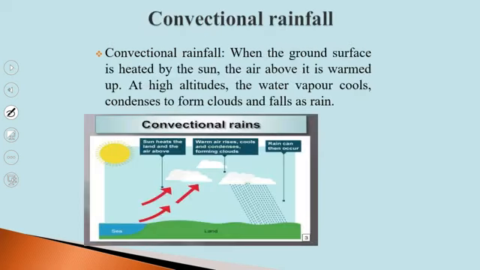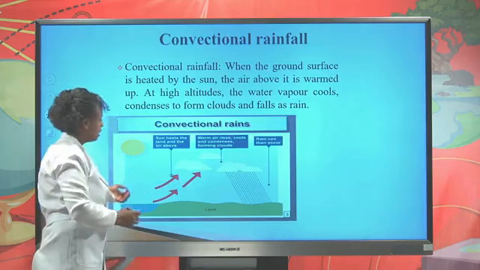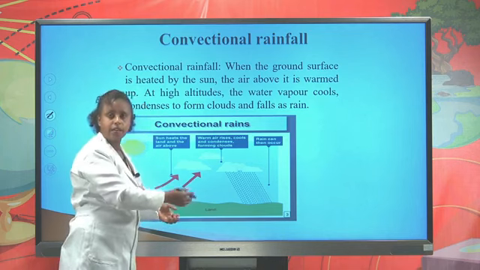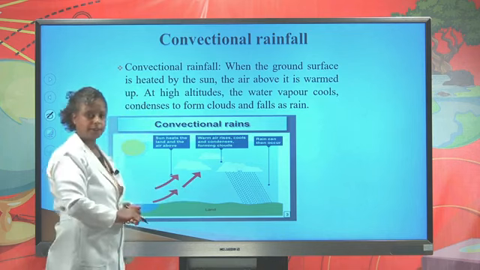Convectional rainfall is formed when the surface ground is heated by the sun, and the moisture from the ground and the air is also warmed. Then the moisture changes into vapor by heat. Then it becomes cool and condensed, forms clouds, then falls in the form of rain.